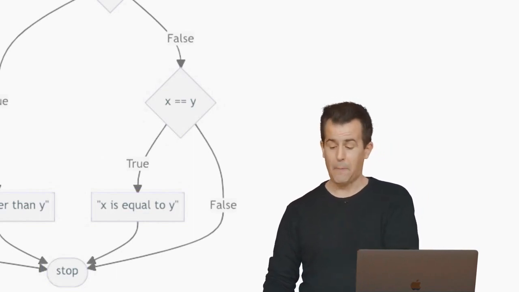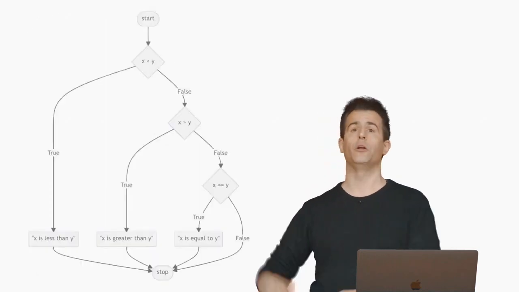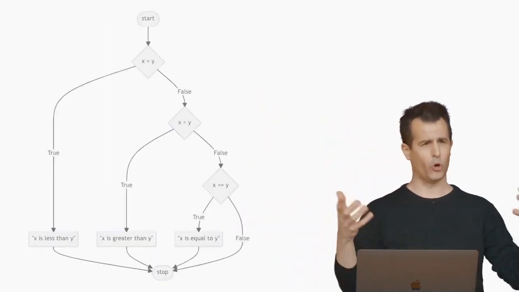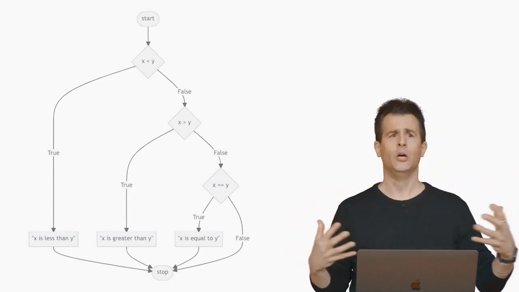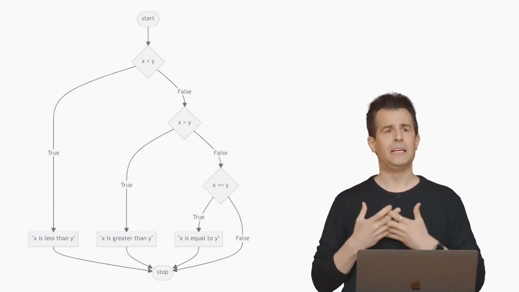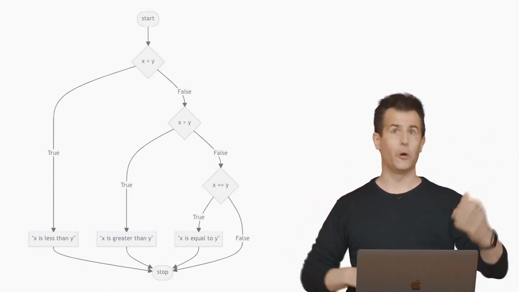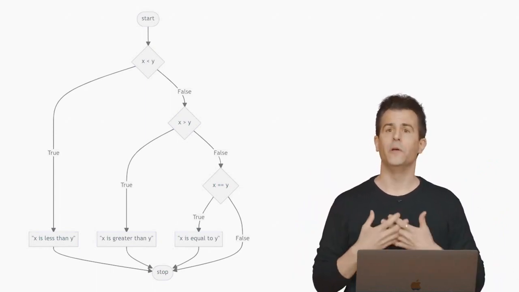Now, hopefully the answer at that point is not false. We've included a false arrow just so that the program itself is well defined. But logically, we shouldn't actually be getting there anyway, because it's got to be less than or greater than or equal to in this case.